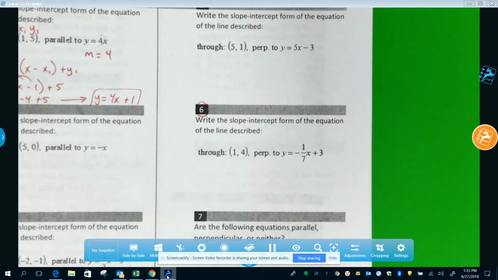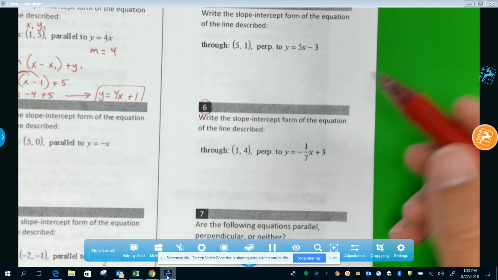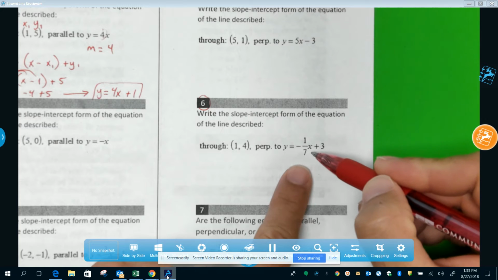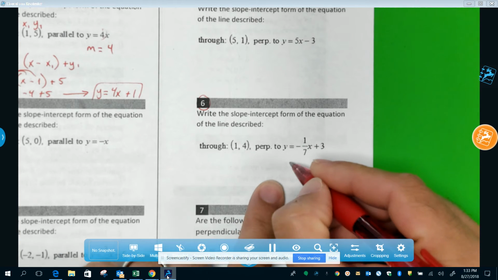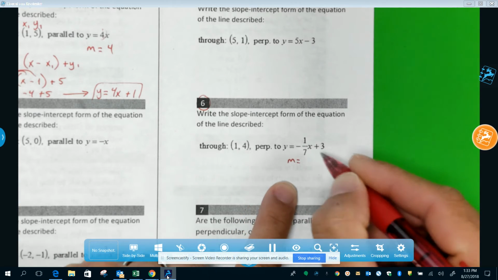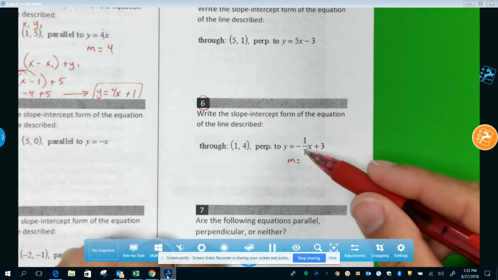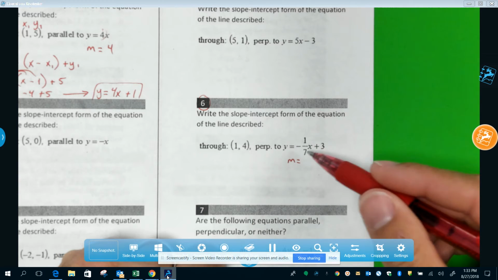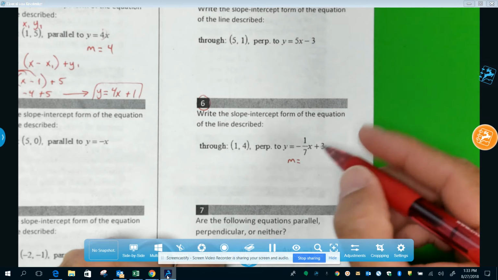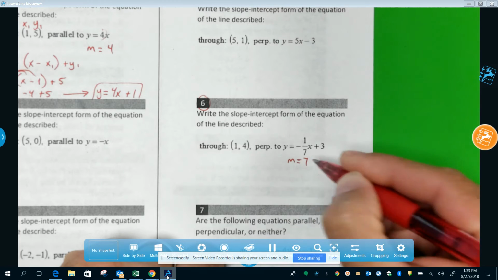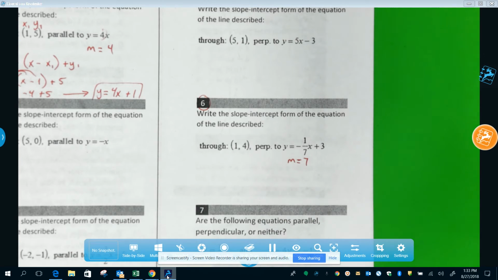All right, look at 6. My slope needs to be perpendicular to this one. Well, if this slope is a negative, then I know my slope needs to be a positive. If this slope is a 1 over 7, my slope, if I flip that fraction, would be 7 over 1. 7 over 1 is the same as just 7.